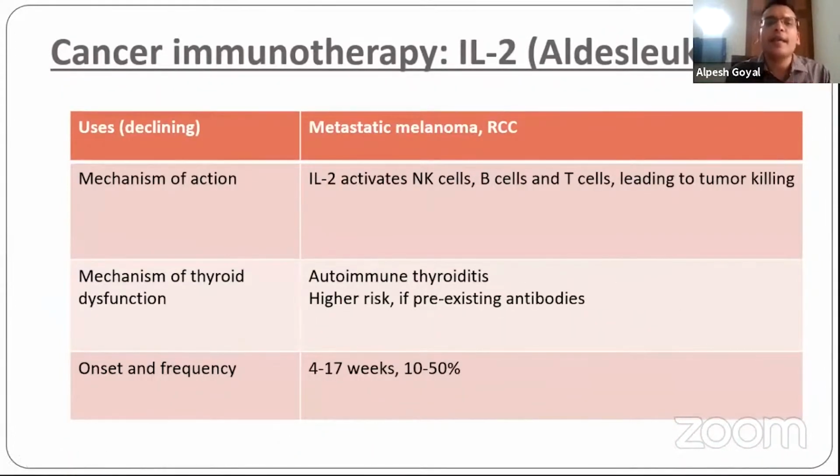Interleukin-2, again, works by enhancing the activation of different cells of the immune system, and it can cause autoimmune thyroiditis. The frequencies vary between 10 to 15%, 10 to 50%. Data are very limited.